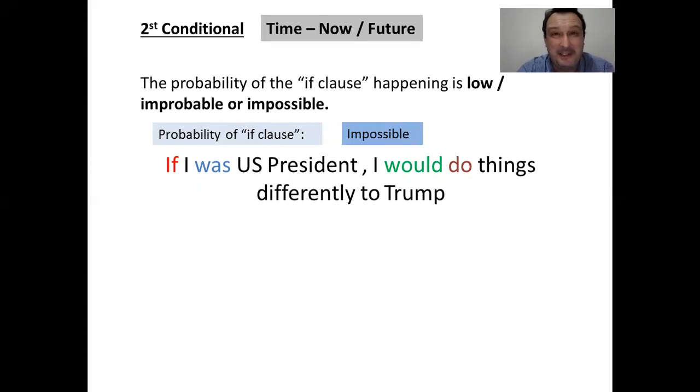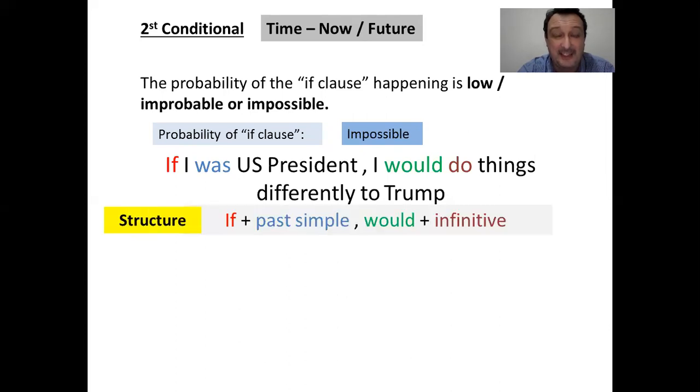I don't really want to be. I don't think I could be the president of the United States because, well, I'm not going to live there for a start. So in this case, if I was the US president, I would do things differently to Trump. So I would do something different, but only if I was the president of the United States. However, I'm not, and it's impossible for me to be the president of the United States.